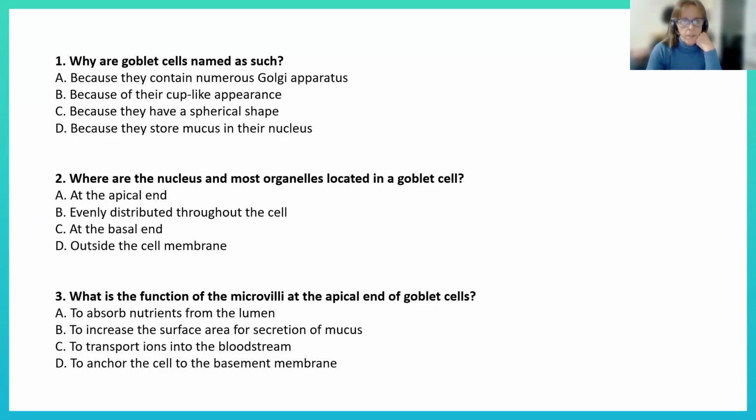Why are the goblet cells named as such is number one. And where are the nucleus and most organelles located in a goblet cell? And what is the function of the microvilli at the apical end of the goblet cells? The apex, the top end.